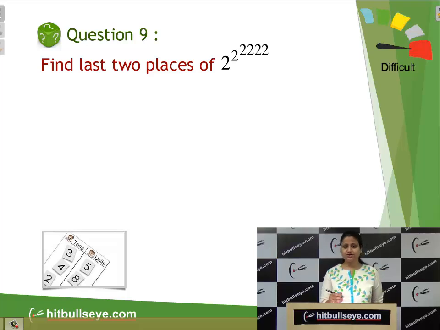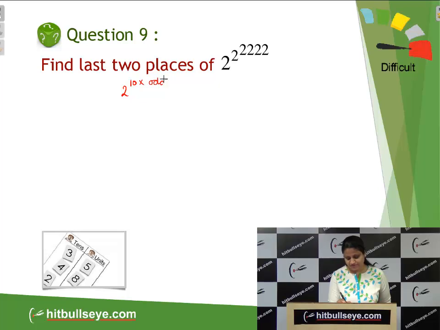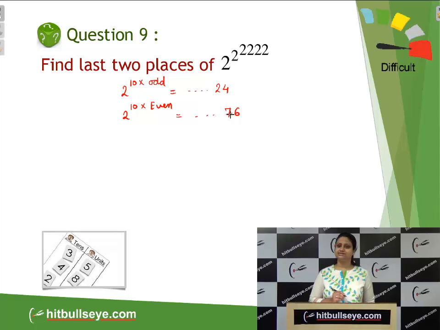Find the last two places of 2 raised to power 2 raised to power 2222. Now, in case of 2, we have only two shortcuts. They are 2 raised to power 10 into odd number: if you have this form, my number will always end in 24. If you have 10 into even number in the power, my number will always end in 76. Now, we will try to exploit these two shortcuts only.